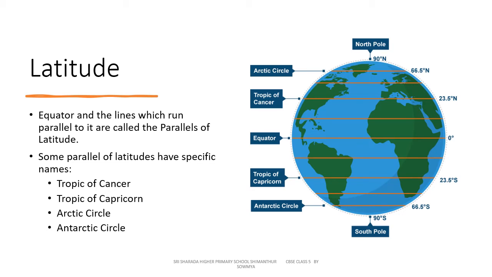Some parallels of latitude have specific names. Tropic of Cancer lies at a distance of 23.5 degrees north from the equator. Second one, Tropic of Capricorn lies at a distance of 23.5 degrees south from the equator. Arctic Circle lies at 66.5 degrees north from the equator. Antarctic Circle lies at 66.5 degrees south from the equator.